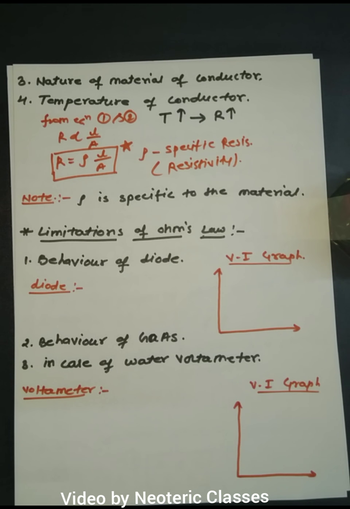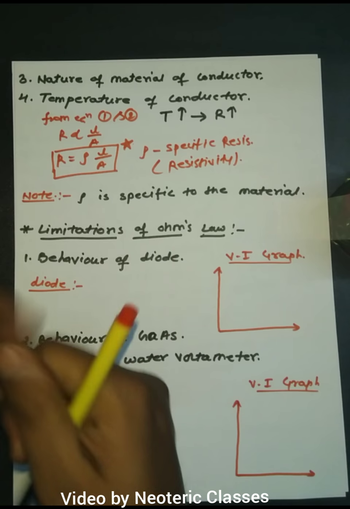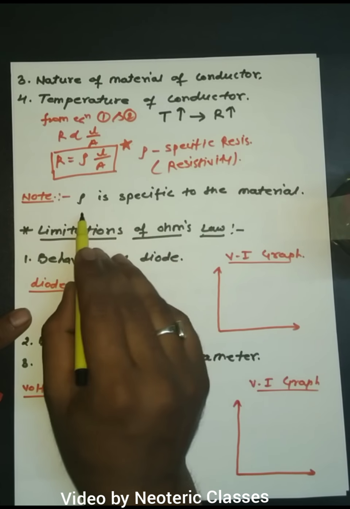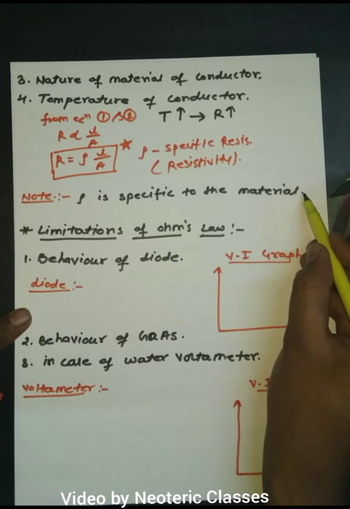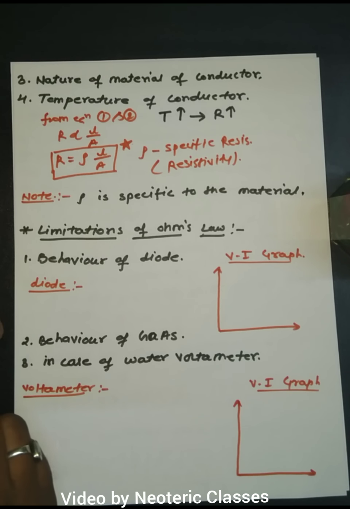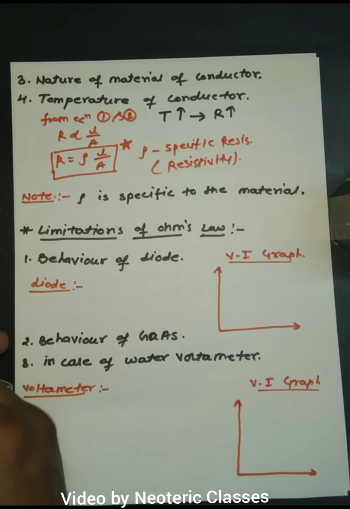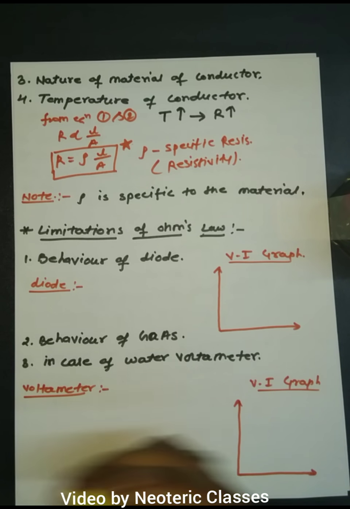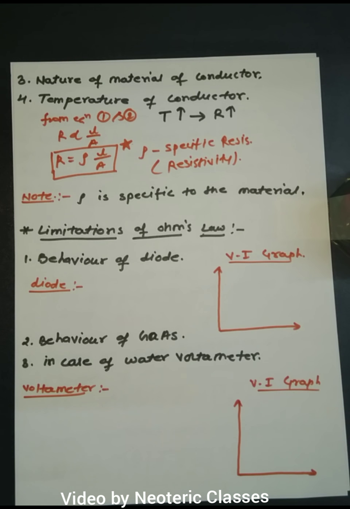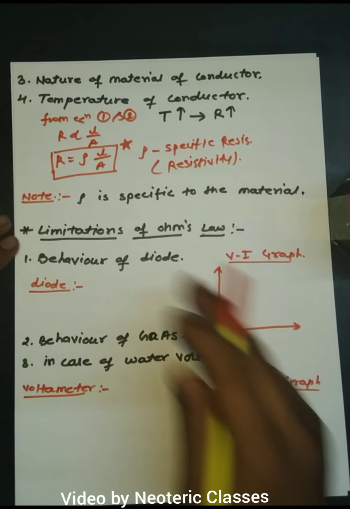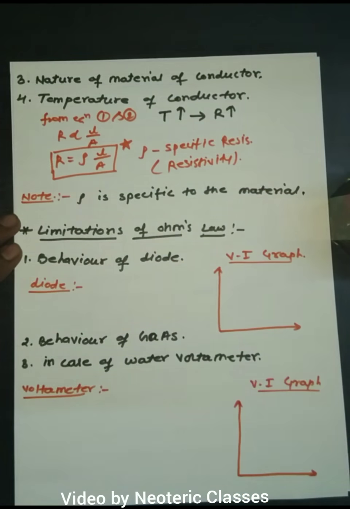Okay friends, this is quite a new concept for you, that rho, and there is no need to think much about it. Rho is nothing but the specific resistance, and below, one very important note is there: rho is specific to the material. This rho value depends on the material. For different kinds of material, the value of rho is totally different. So this is all about Ohm's law, friends.